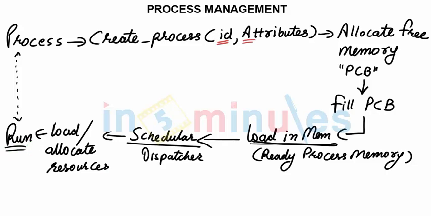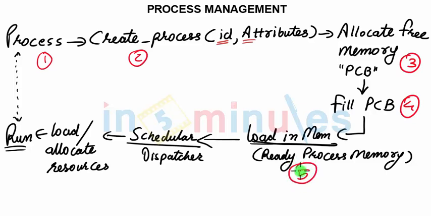So basically, if we see the entire thing, one, we have a process. Second, the create process command will be used to create a process with its own ID and attributes. Free space would be allotted for the PCB. Filling of the PCB would take place. Finally, the PCB will be loaded in the memory which is reserved for ready processes. Finally, the scheduler will schedule when a process can execute, and whenever the process is about to execute, all the needed resources for that process would be given, and finally it starts executing.